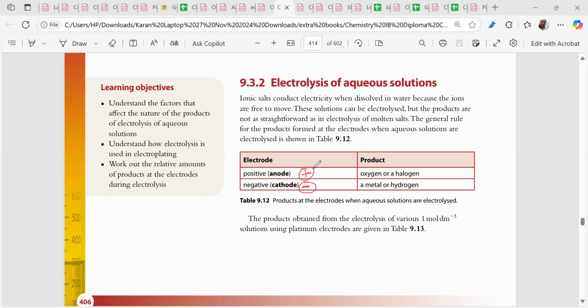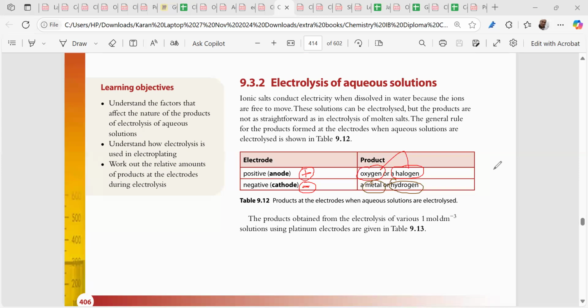Now the next part: the products. In the anode, always oxygen or a halogen will be given out, as a gas, any one of them. In the cathode, always a metal or hydrogen will be given off. Now we might be wondering how we can predict that oxygen or a halogen will be given, or the metal or hydrogen will be given. That's the thing we have to understand.